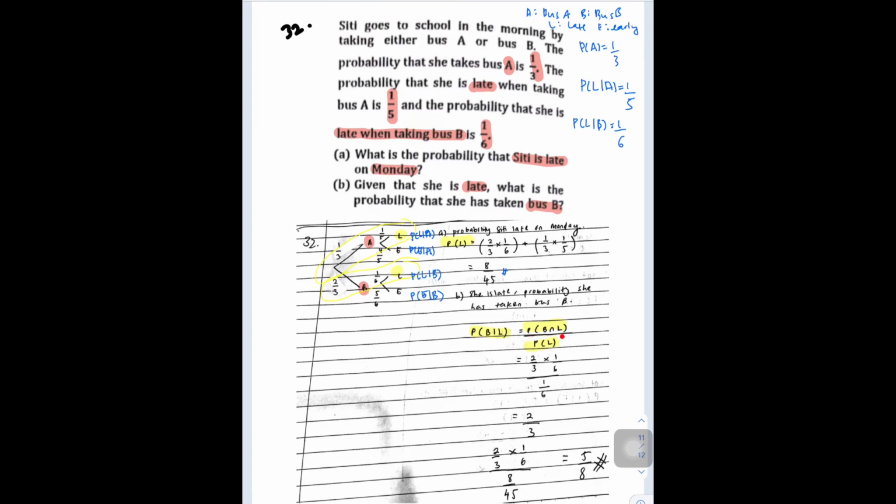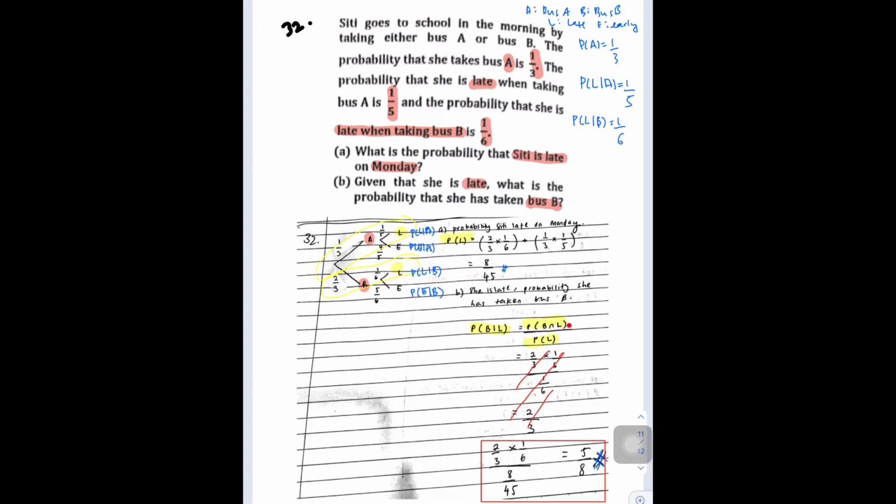So this is P(B intersect L) over P(L). The probability of B intersect L is here. Since it's an intersection, we need to multiply along this branch here. So it is 2 over 3 times 1 over 6, over the probability of late. We already found the probability of late in part A. So just fill in P(B intersect L), which is this part here, 2 over 3 times 1 over 6, and divide by P(L), which we already have the answer for here, 8 over 45. So just use a calculator, your answer is 5 over 8.